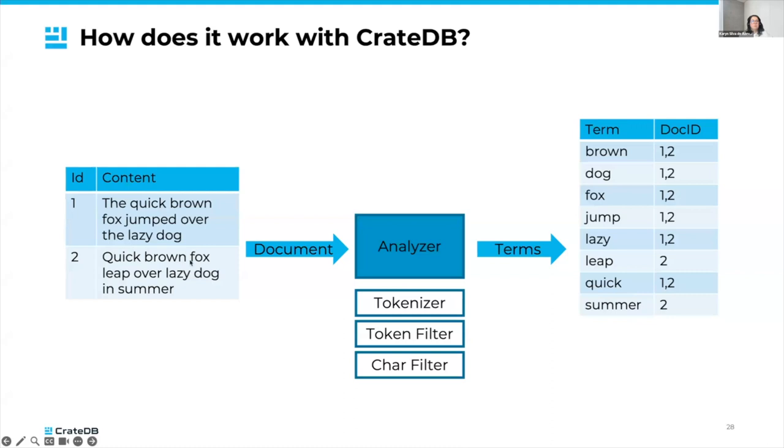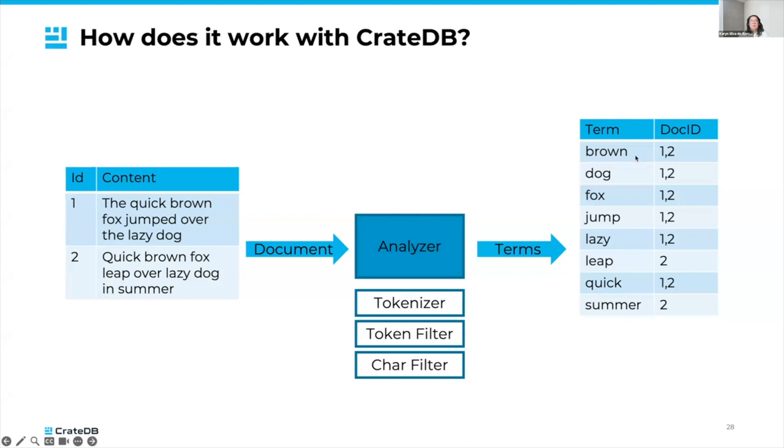What happens when you have full text indexing enabled? Once you insert new records into CrateDB, they go through an analyzer, which has three elements. It always has to have a tokenizer. I'll explain how they work later, but it always has to have a tokenizer. It can also have token filters or char filters. So it goes through an analyzer that breaks down the elements, removes anything that is unwanted, and then puts together the occurrences of each term.